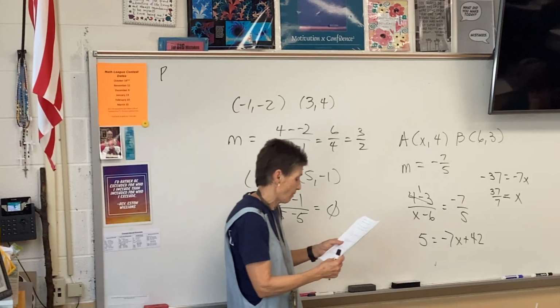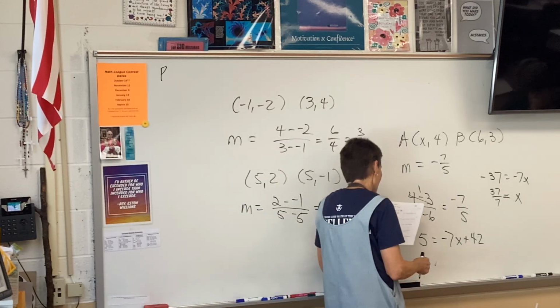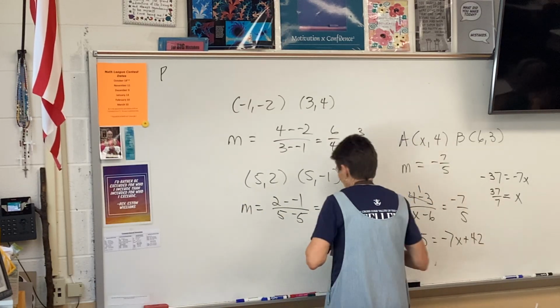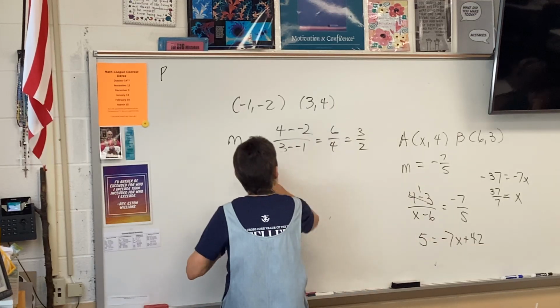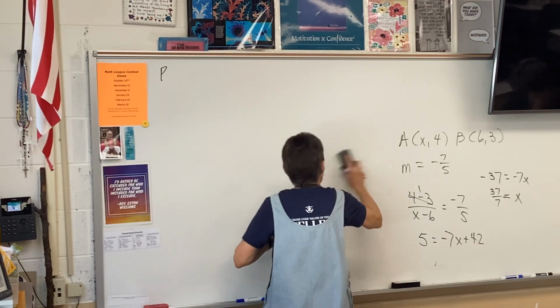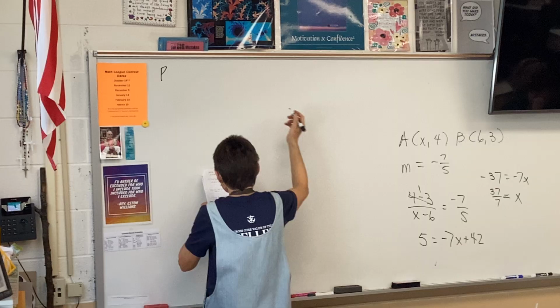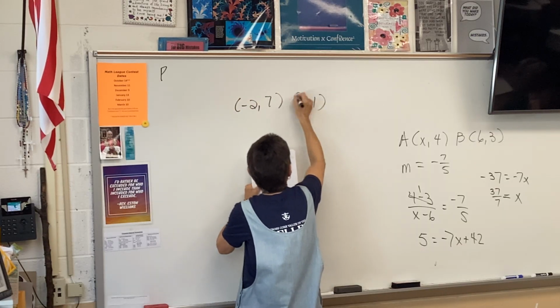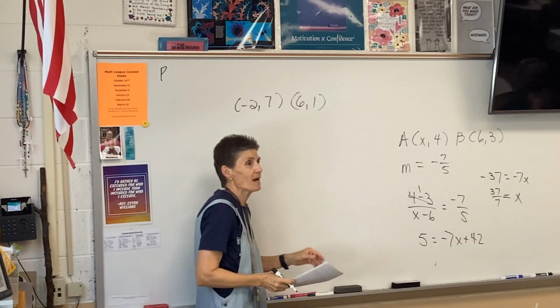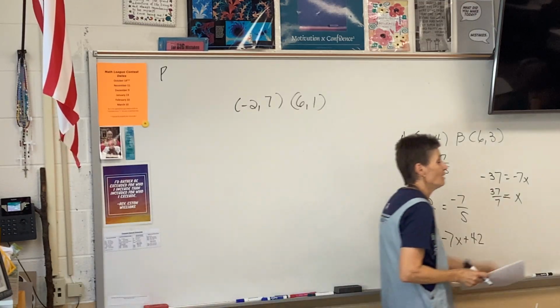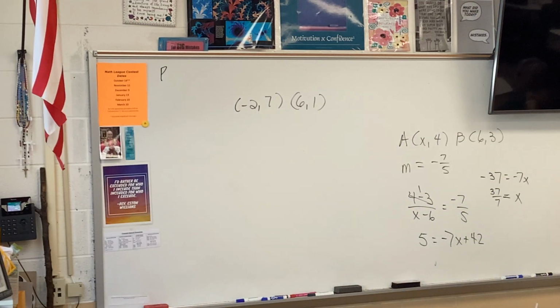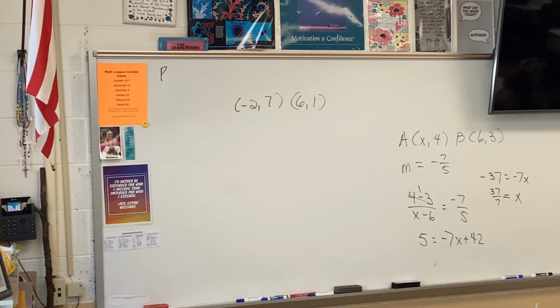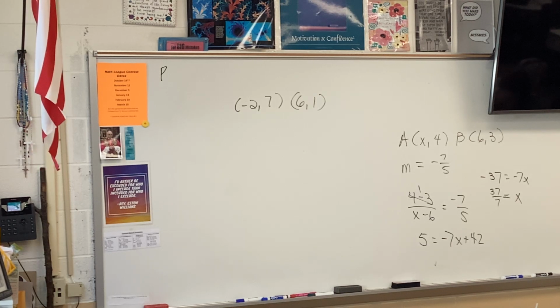Okay, number 4, write the point slope form of the line through these 2 points. Anybody know what point slope form is? You guys always fake me out. I know you know, you just won't tell me. What is the point slope form of the line?